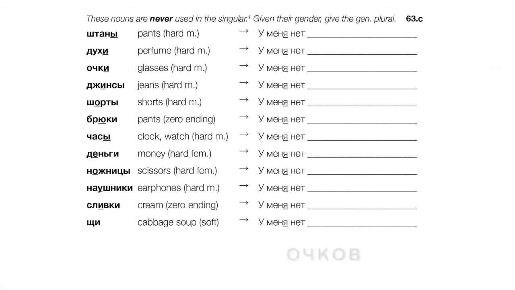Очки. У меня нет очков. Hard masculine. Джинсы. Hard masculine. У меня нет джинсов. Шорты. Another hard masculine. У меня нет шортов. Брюки. Okay, this takes a zero ending. У меня нет брюк. Часы. Hard masculine.